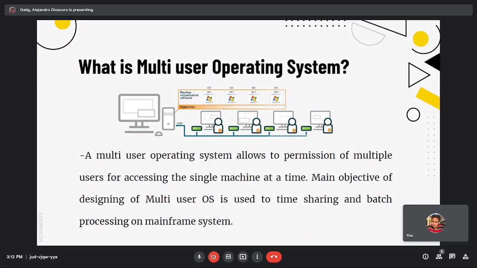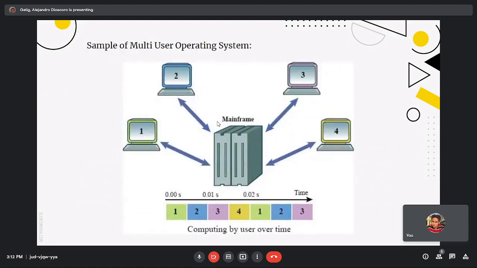These servers grant permission to multiple users to access the operating system, such as the kernel and the hardware, simultaneously. So next one. This is an example of the multi-user operating system. We have the mainframe and 1, 2, 3, 4 are the users.